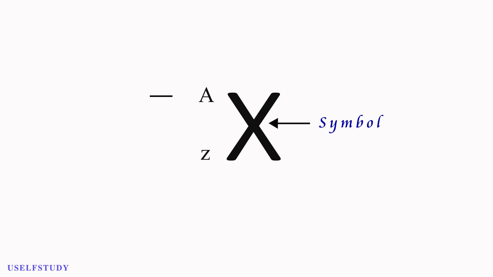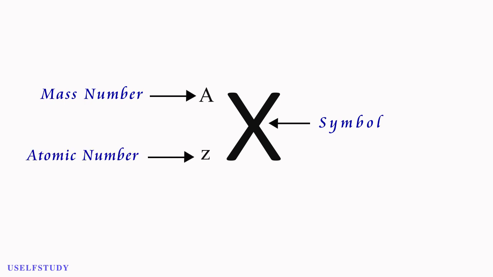In this lesson, I'll be teaching you all about atomic mass and atomic number. Let us begin. So generally, an element is represented like this: X with A written on the top and Z written on the bottom. X represents the symbol of the element. A represents the mass number of the element, while Z represents the atomic number of that element.